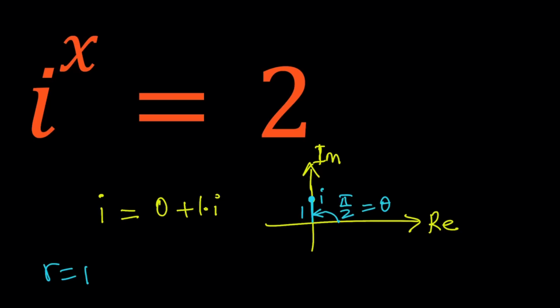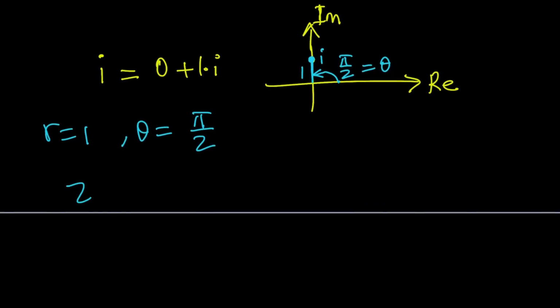So we need two things, r and theta. We can now write our number z in the form r times e to the power i theta. But since our number has r equal to 1, we don't have to worry about it. So i, which replaces z here, can be written as e to the power i times pi over 2.